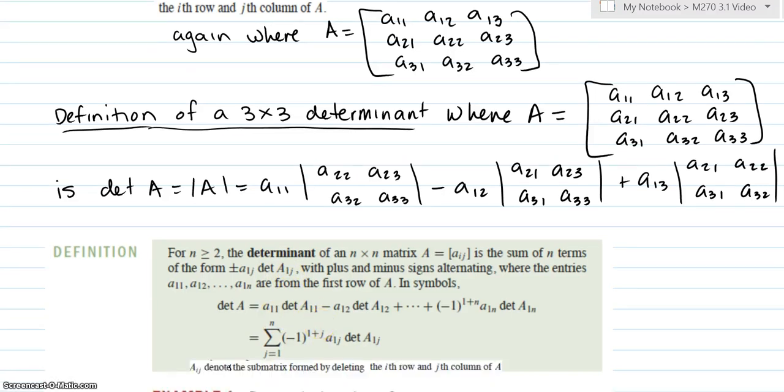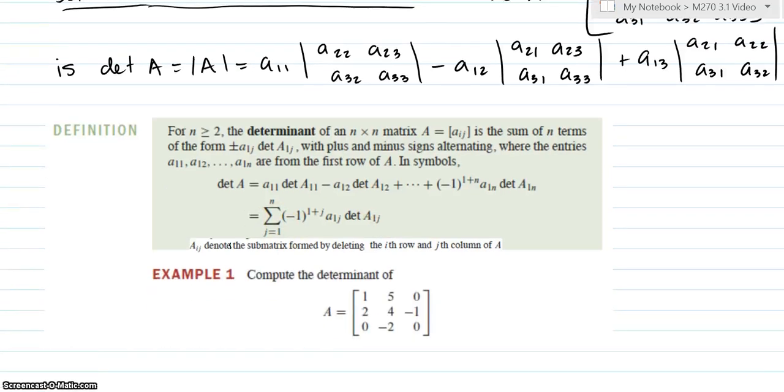Where Aij denotes the submatrix formed by deleting the ith row and jth column, just as this one here. So this is the determinant of A11, so you delete the first row, first column. This is the determinant of A12 by deleting the first row, second column, and so forth. And notice how they have the plus or minuses. It's all there.